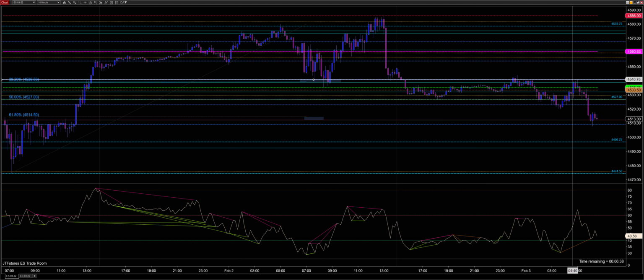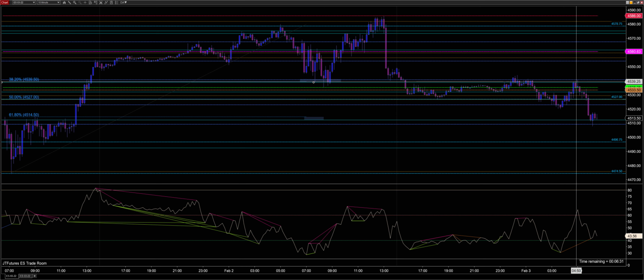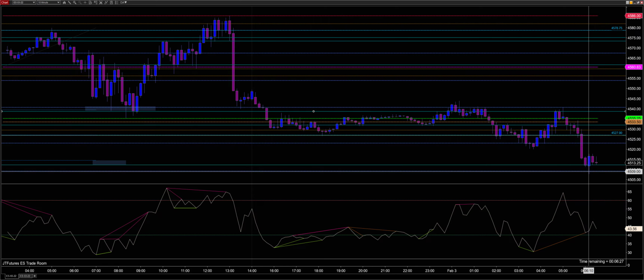If every level that's going to work is going to work within 2 points, there's no reason to be holding on to more risk, because I know that if it's going to come into a level and it's going to bounce out, that's what it's going to do.